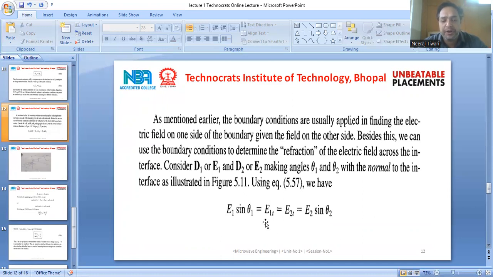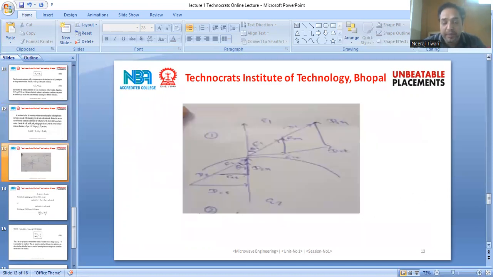I'm using here, as we know, E1t equals E2t. So E1t you can write as E1 sine theta 1, by looking at this diagram. In this diagram, there is E1t and D1t, the normal component of E1 and the normal component of D1, and the resultant I am getting is E1 and D1 in the first medium. Likewise in the second medium we can see D2t and D2n. So what are theta 1 and theta 2? Theta 1 is the angle made with the normal by E1, and theta 2 is the angle made with the normal by E2.